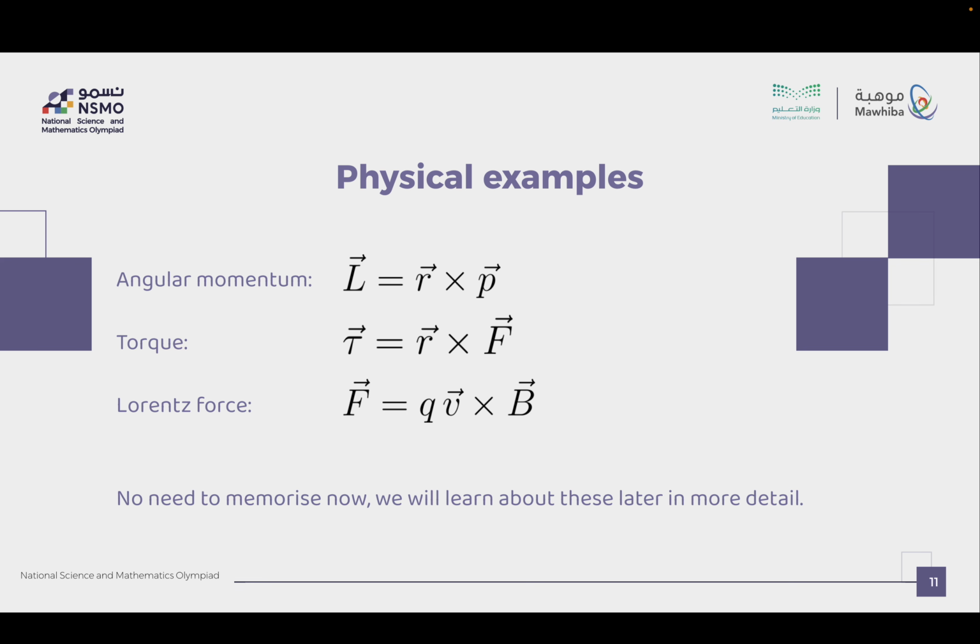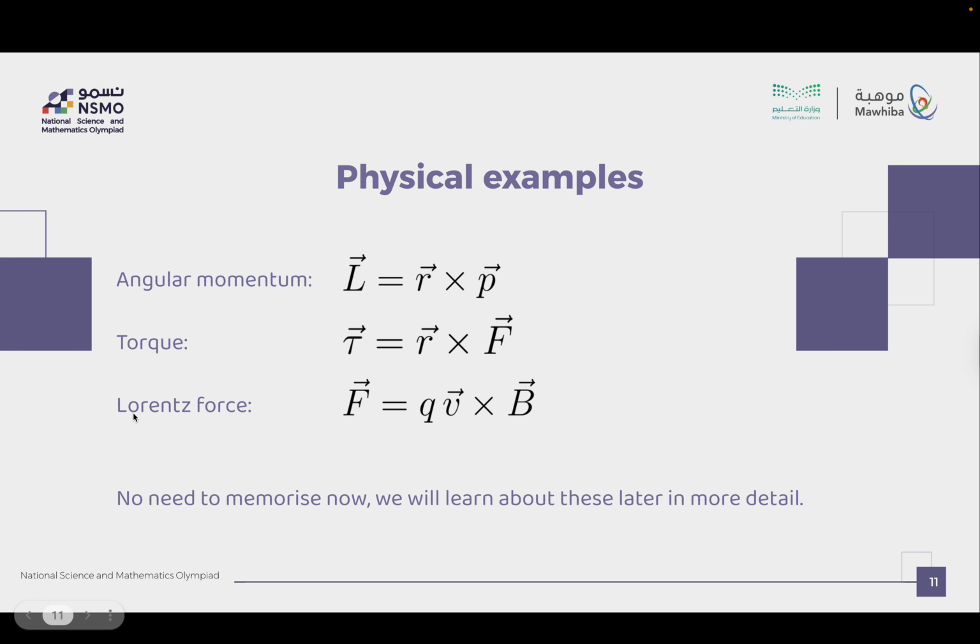There are important physical examples for the cross product as well. You might not have learned about these in school yet. If so, don't worry, we are going to discuss them later in more detail. Now I just want to show you that cross products come up in many physical laws. For example, the angular momentum can be calculated as the cross product of the position vector and the momentum vector. The torque is also the cross product of the position vector and the force vector.